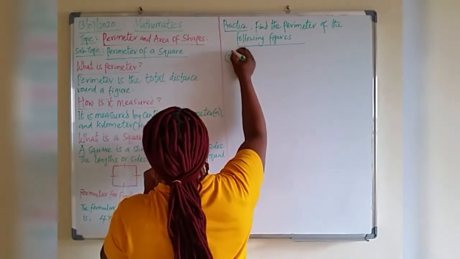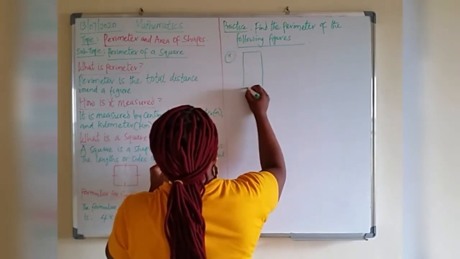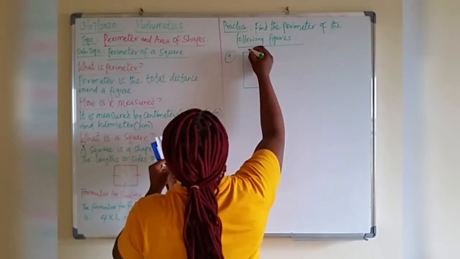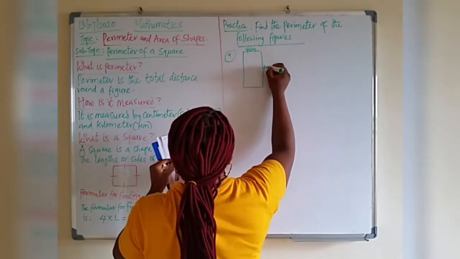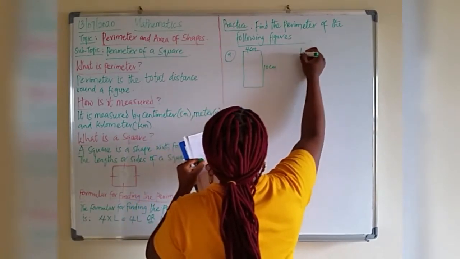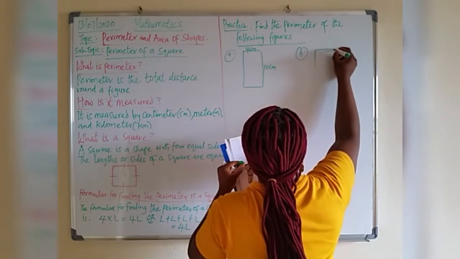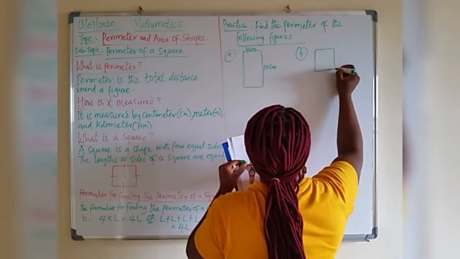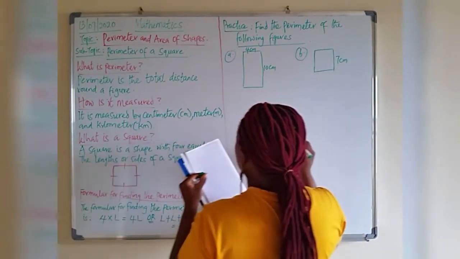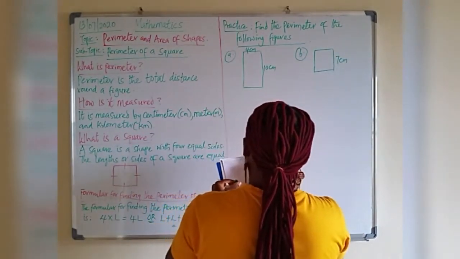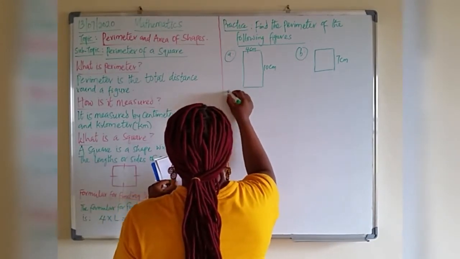The first figure here is drawn this way, and here we have 4 centimeters, and down here we have 10 centimeters. The second figure, we have 7 centimeters here. Okay, I have 2 more figures now I'd like us to take.